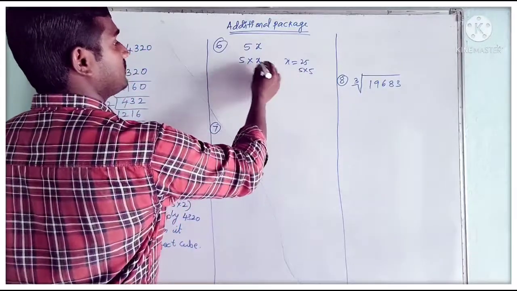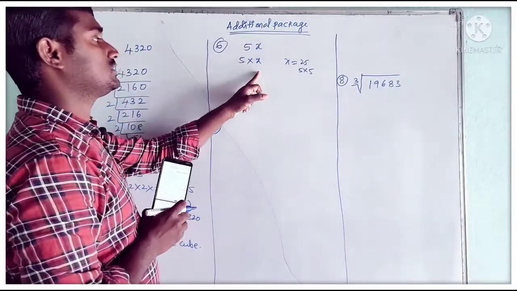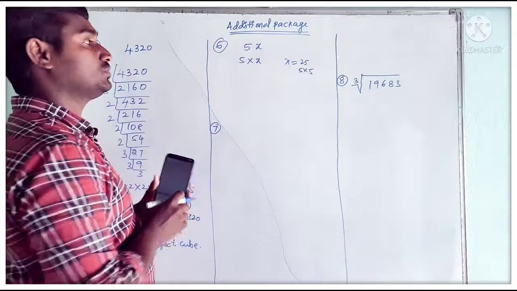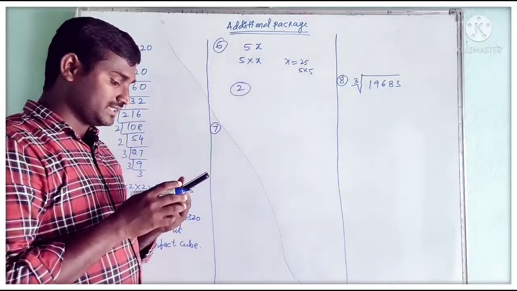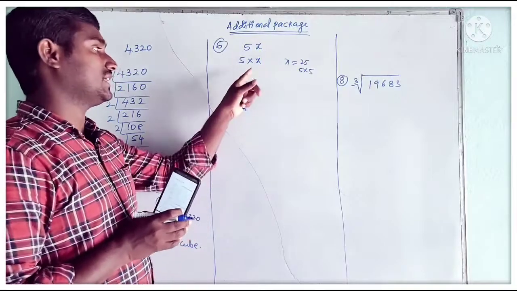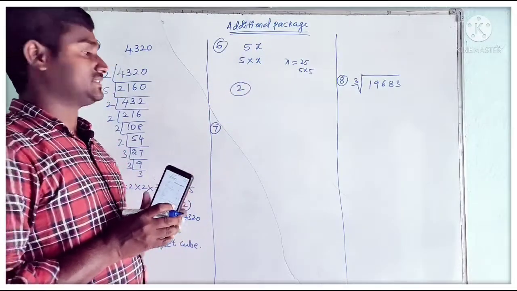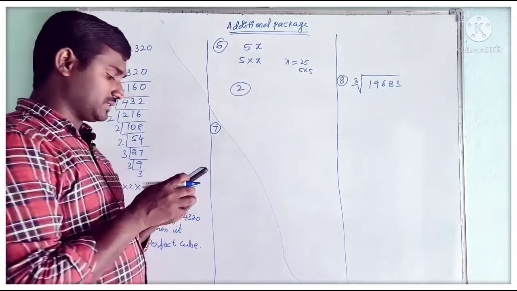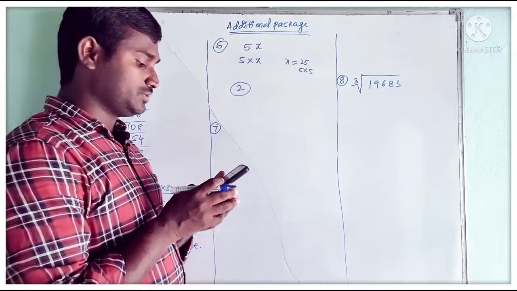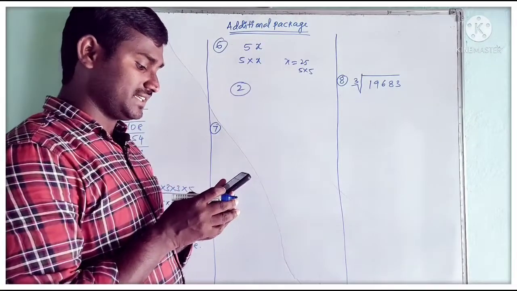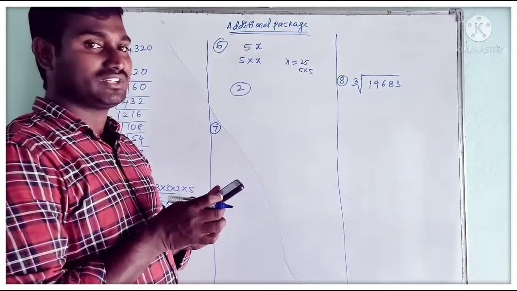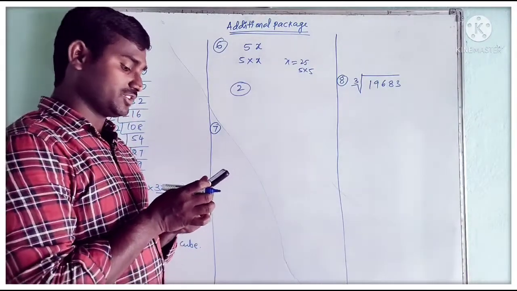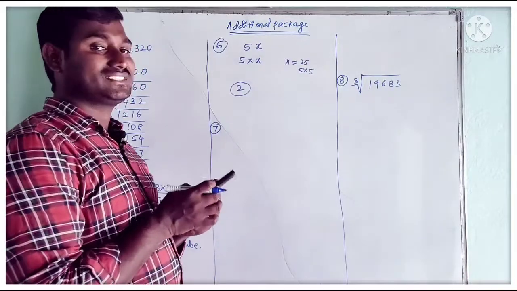So to make a perfect cube, how many 5s x should have? 2 5s. That is the answer, 2. So which is the correct option for that? Option 2. So this x should contain 2 5s. Okay. Next, 7th question. The sides of the 3 cubes are x centimeter, 2x centimeter, 3x centimeter. If the total volume of the 3 cubes is 7776 centimeter cube, then the largest side.